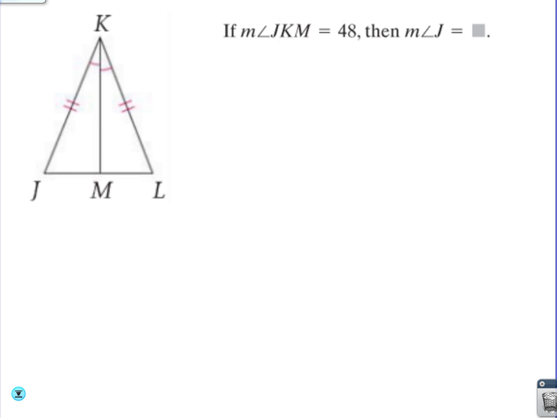Okay. If JKM is 48, if this is 48, then angle J. What do y'all think about that one? If you have a 48-degree angle, again, this line, not only does it cut this angle in half, but it also cuts this angle in half, 90 and 90. 48, 42, 90. This would also be 42. This would also be 48. If this is 6, this would be 6. If this were 3, this would be 3, and so on and so forth.